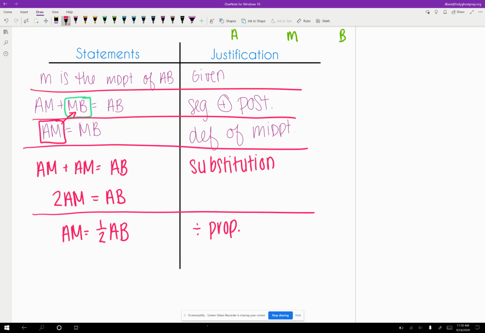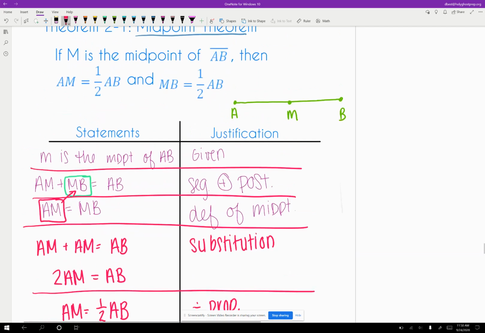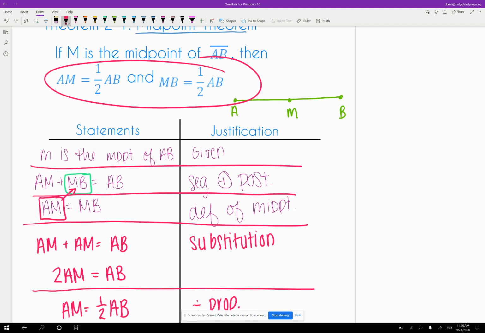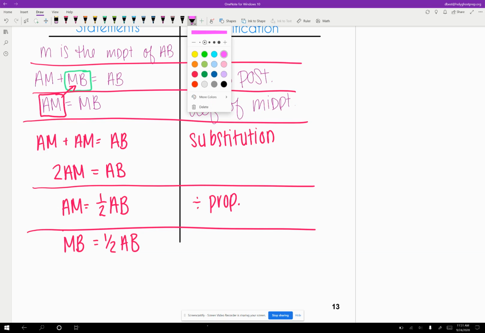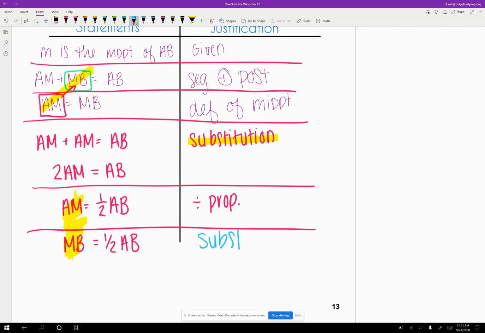And my last one, remember, I need to prove both of these segments are half of the total. So my last step is going to include that MB equals half of AB. And I am again going to use my substitution property because you're literally switching two things in an equation that you know are equal to each other. So my last step is substitution.